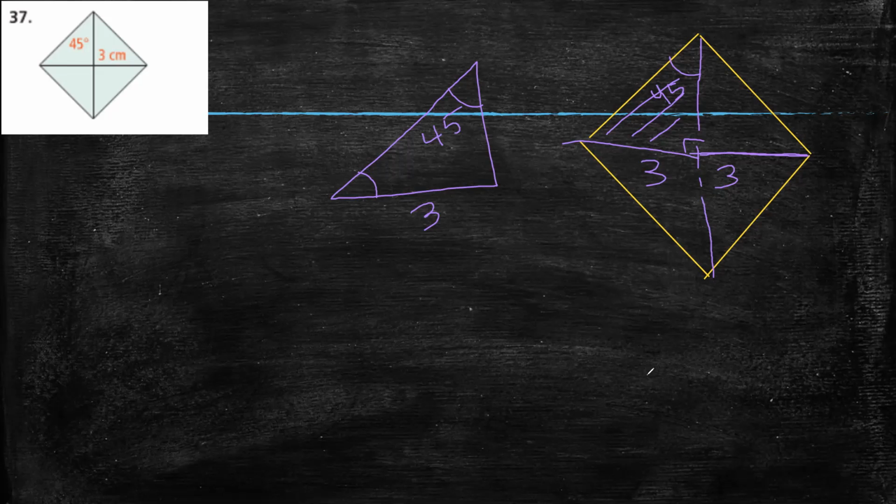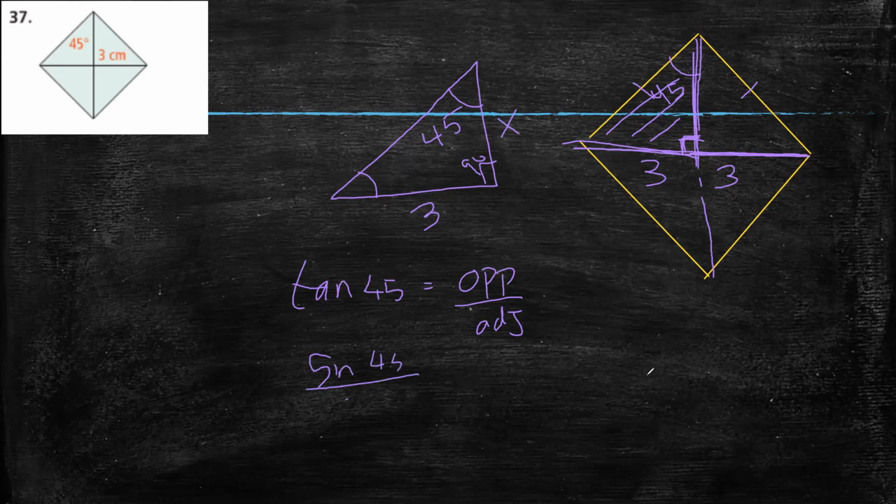Now, for this triangle here, in the rhombus we have an isosceles, and the bisector cuts them into 2 equal halves. All the triangles here are right triangles. If here is 90 and here is 45, I need to find x. Let's say I need tan 45. Tan 45 is opposite over adjacent, which is sine 45 over cosine 45, and it's 1, because the sine and the cosine are equal. So tan 45 is equal to 1.